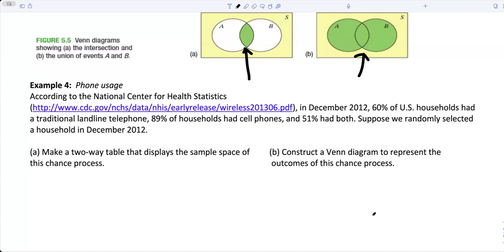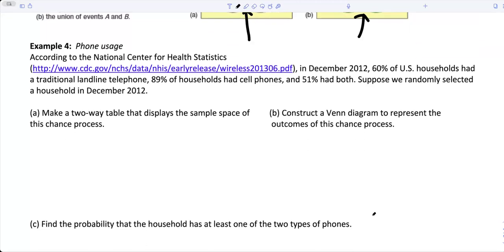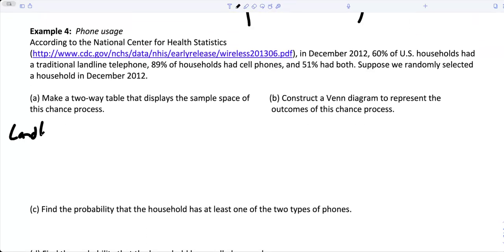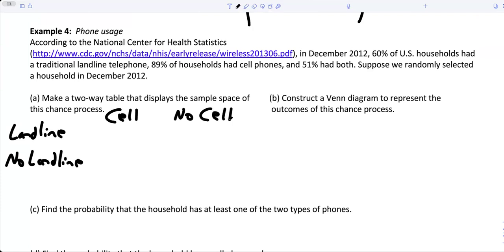Okay, just so we're on the same page, everybody know what a landline is? That phone right over there. Like I said, it's a little dated. Those numbers would obviously change now because lots of people do not have landlines, but we're going to make a two-way table. We've got landline. We've got no landline. And then we've got cell. We've got no cell. And then we're going to have the totals.